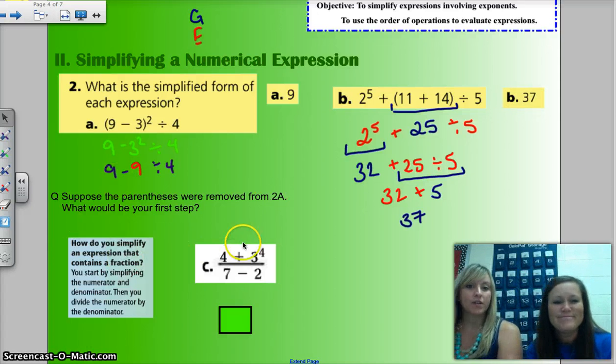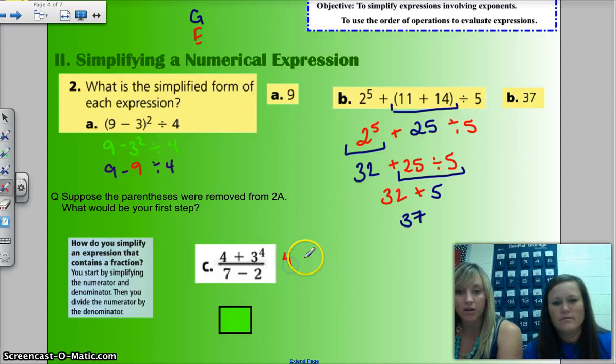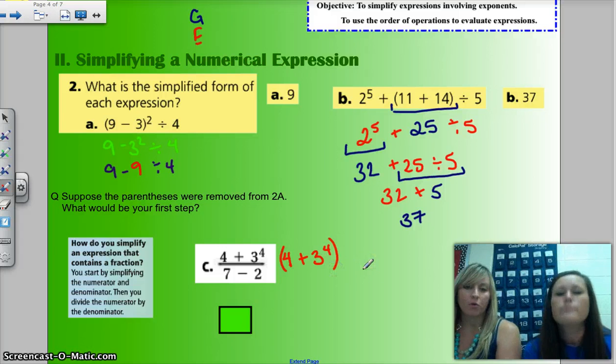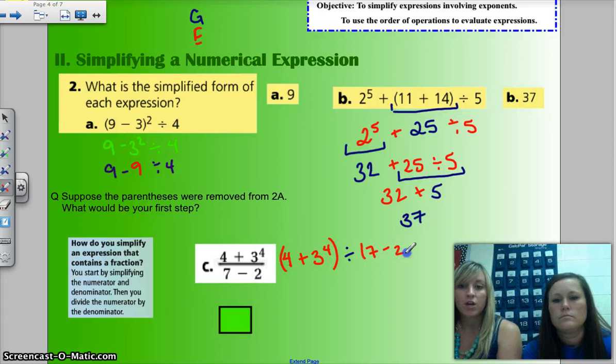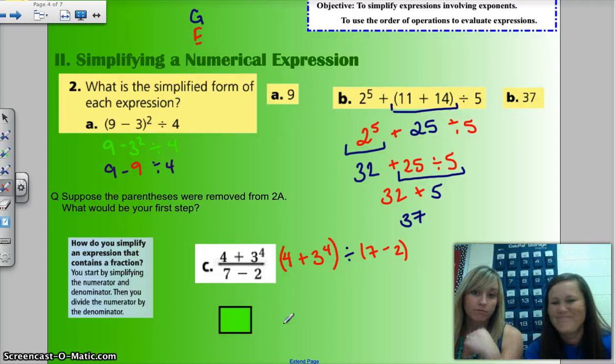Okay. Down here, this looks a little bit more challenging, but I believe in us. How do you simplify an expression that contains a fraction? Spoiler alert, you do the same thing. So we have 4 plus 3 to the 4th power. Put that in parentheses. Then this bar magically becomes your division sign. A fraction bar is a divide. Then put this together too. Just make sure that you keep the groups together with your grouping symbols.